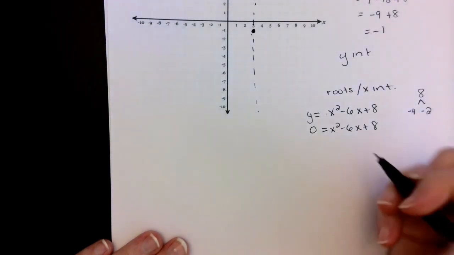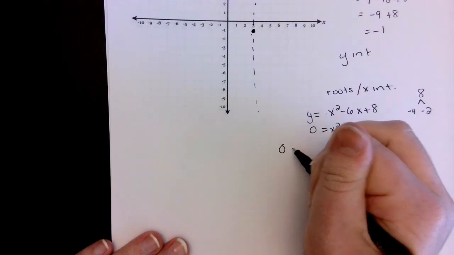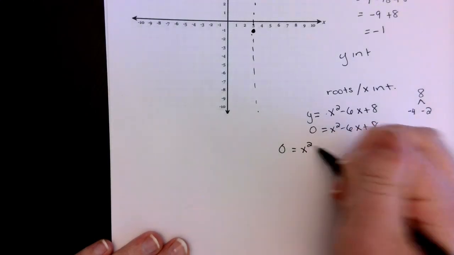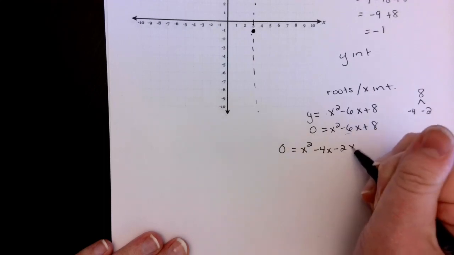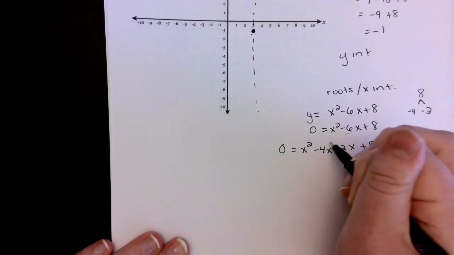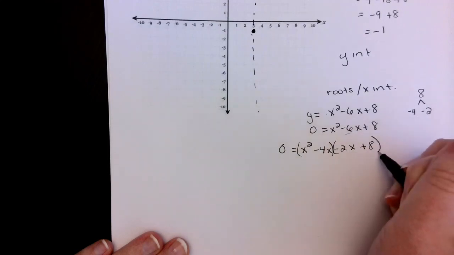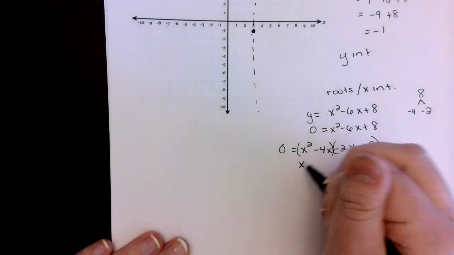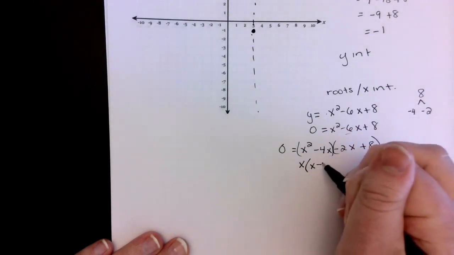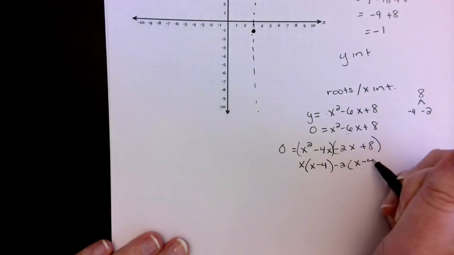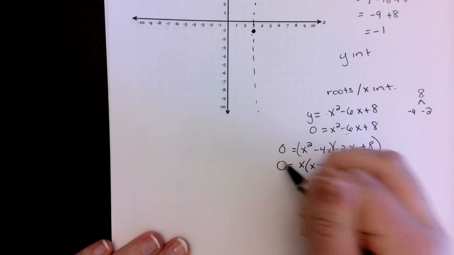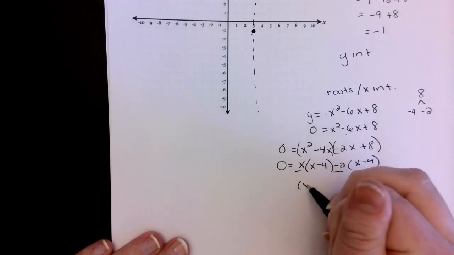So then I'm just going to group x squared. Instead of negative 6, I'm putting negative 4x minus 2x plus 8. Group the first two together and the last two. I can factor out an x of the first, leaving x minus 4. Factor out a negative 2, leaving x minus 4. Put the x and the negative 2 together.